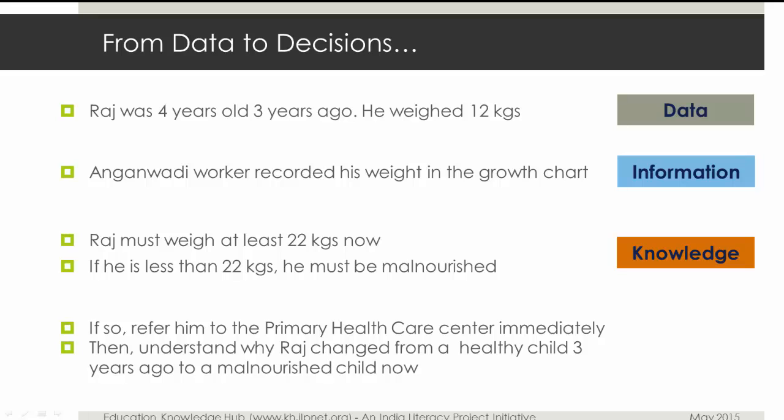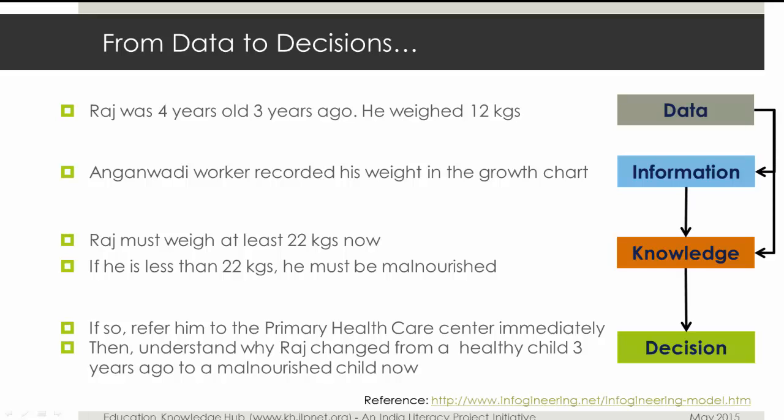Based on this knowledge, we can make some decisions. 2 decisions we can make are to refer Raj to the nearest primary healthcare center immediately, and then understand reasons why Raj changed from being a healthy child 3 years ago to a malnourished child now. In summary, data and information create a body of knowledge, and this body of knowledge helps us to make decisions.